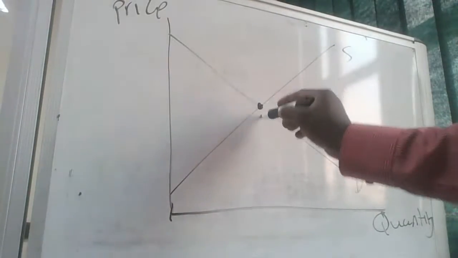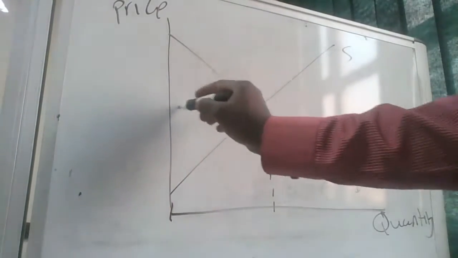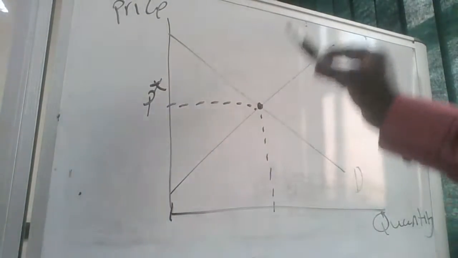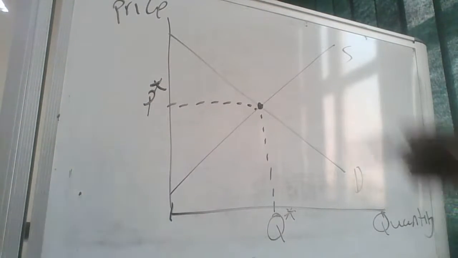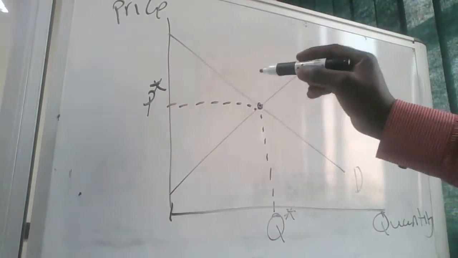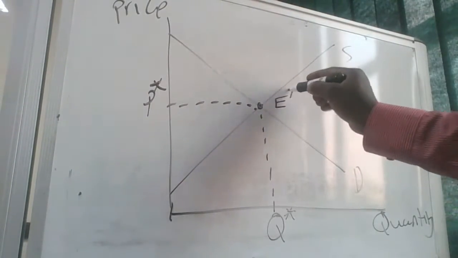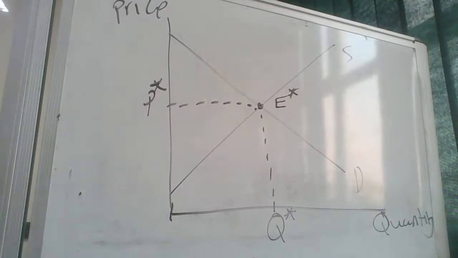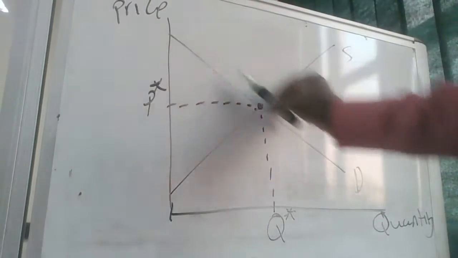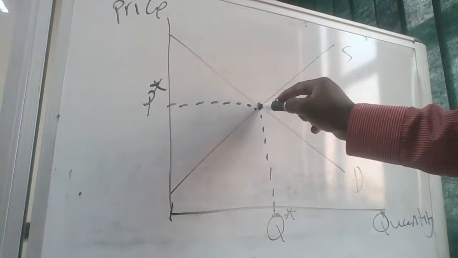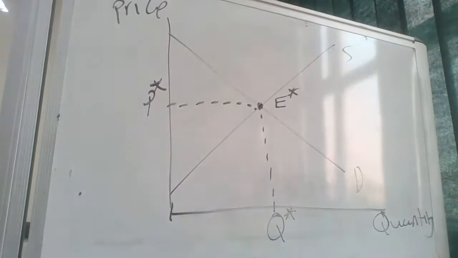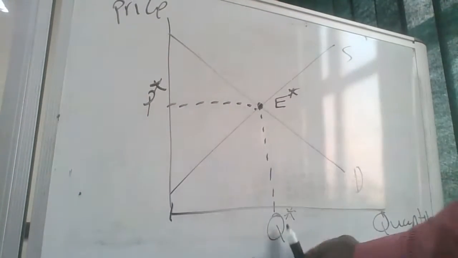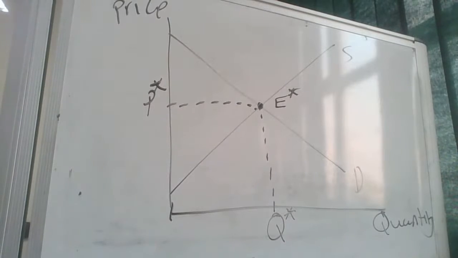we say that the market is in equilibrium if demand is equal to supply. The associated price is called the equilibrium price. The associated quantity is called the equilibrium quantity. And the point where the two are meeting or intersecting, we call this point the equilibrium point. So we have the supply curve and the demand curve, and the two are meeting at point E, which we are calling the equilibrium point. The associated price is called the equilibrium price, and the associated quantity is called the equilibrium quantity.